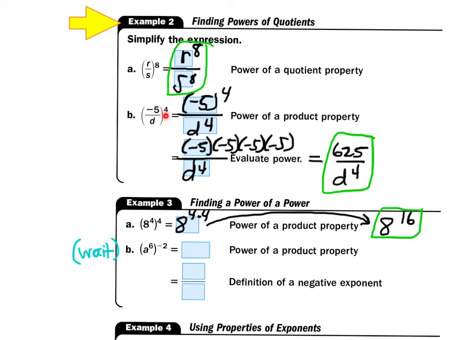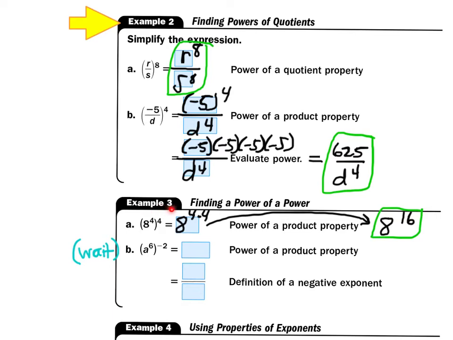So with your red, I would circle the 4 and draw a rainbow to the negative 5 and a rainbow to the d. So this becomes negative 5 in parentheses to the 4th power over d to the 4th power. So write it out. Negative 5 times negative 5 times negative 5 times negative 5 over d to the 4th power. Well, that becomes 25 times another 25 is just 625 over d to the 4th power.